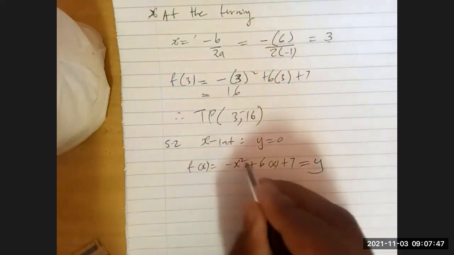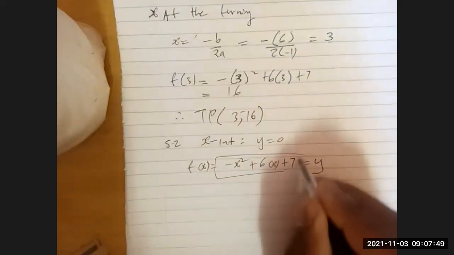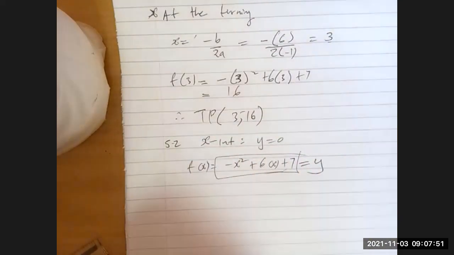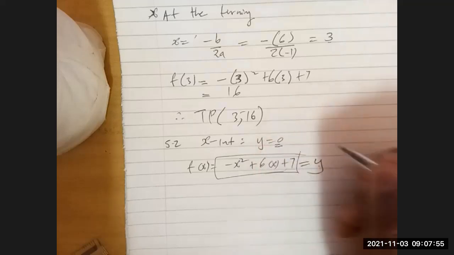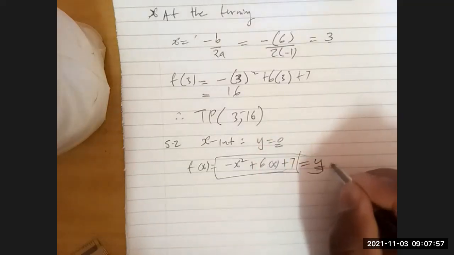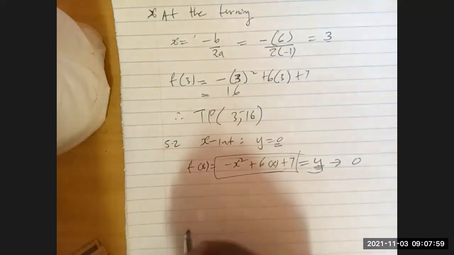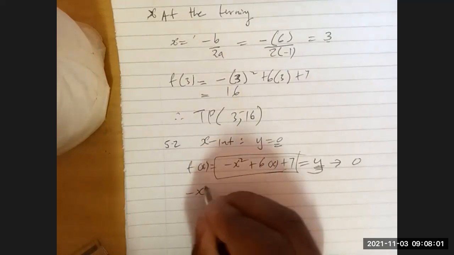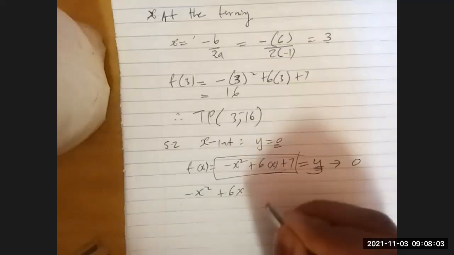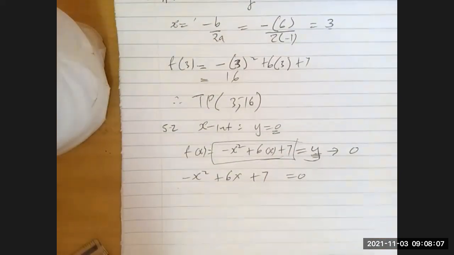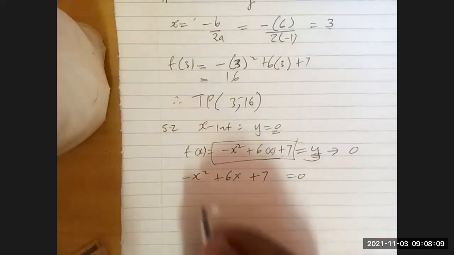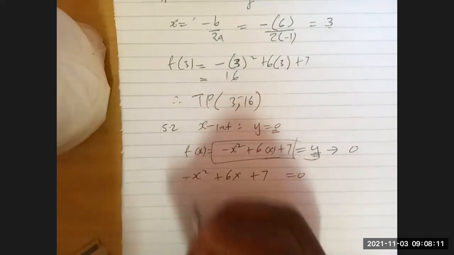So f of x is this, and f of x is the same as y, right? With f of x being the same as y, and we are saying here we must let y be equal to 0. So this y here, I'm going to make it 0. It means I'm going to have negative x squared plus 6x plus 7 equal to 0, right? And with it being equal to 0, I have a negative here. I want to make it positive.